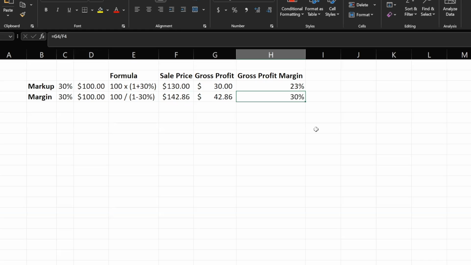So what I've seen is a lot of new business owners or new salespeople or whoever deals with profitability of products or projects, they want to make, let's say, a gross profit margin of 30%, but they confuse it with markup. So they will mark it up by 30%, assuming that they will end up with 30% gross profit margin, but that's not the case. So this is a little tip for you for that section.